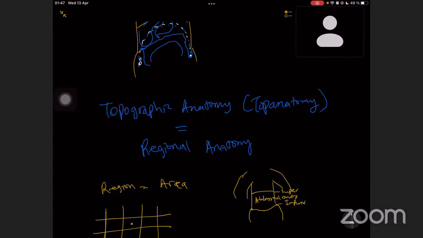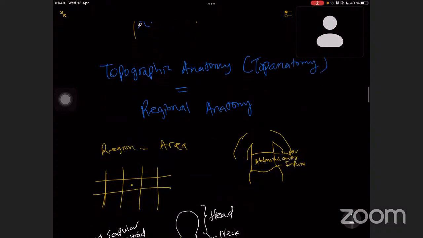So every doctor must be able to locate every organ in its relation to other body parts. For example, where is the heart in relation to the lungs? Where is the stomach in relation to the liver and the pancreas? Where is the esophagus in relation to the veins and the arteries and the heart and the bones? And so every doctor must be able to locate every organ in relation to the other body parts, the skeleton, as well as other organs.